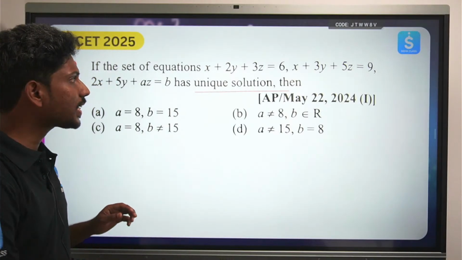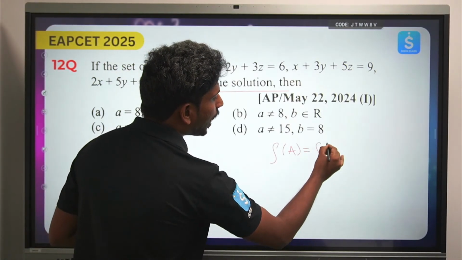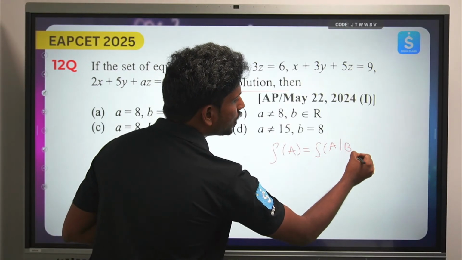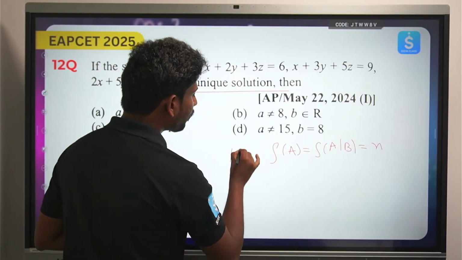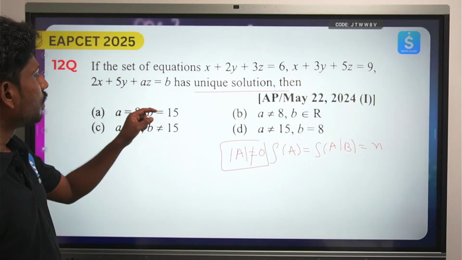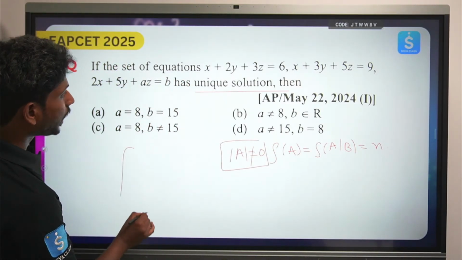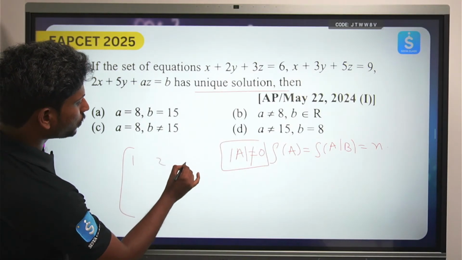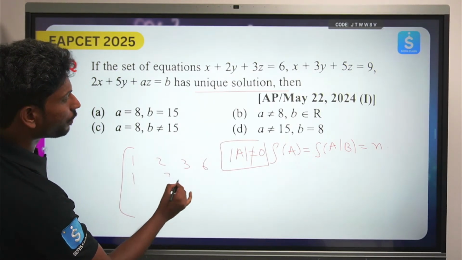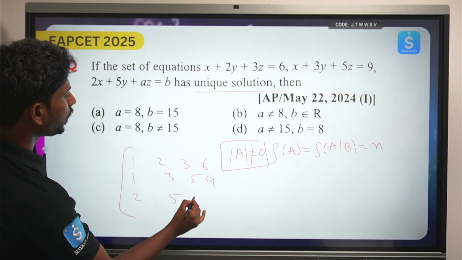Okay, he's saying it has a unique solution. Then the meaning is, rank of A is equal to rank of AB and it is equal to n, and also the determinant value is not equal to 0. Determinant value is not equal to 0, right? So whenever you are taking this sort of values, first take the matrix 1 2 3 6, 1 3 5 9, 2 5 a b.